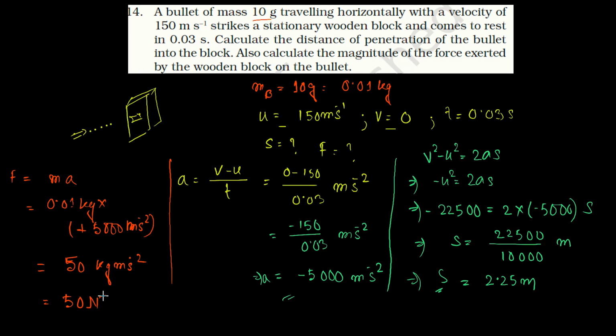We have got the acceleration as minus 5000 meter per second square. Again, we have got the distance as nothing but 2.25 meter. We have solved this question. Simple question. Now we're going to move to our next question.